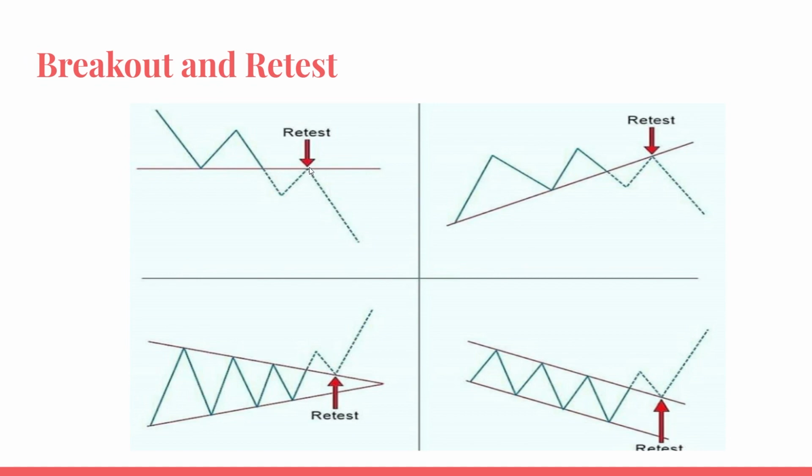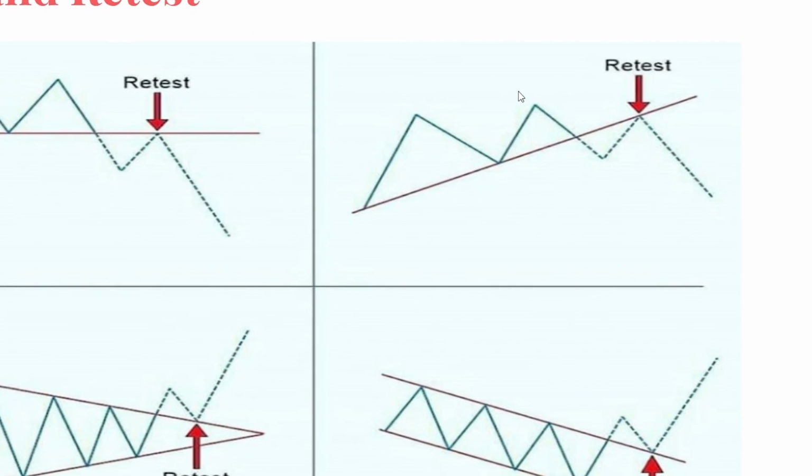Because why? The market now is on what? On the resistance level. But you don't just enter the trade, you have to wait for what? The confirmation. And most of the time for confirmation I use what? Reversal candlestick patterns.